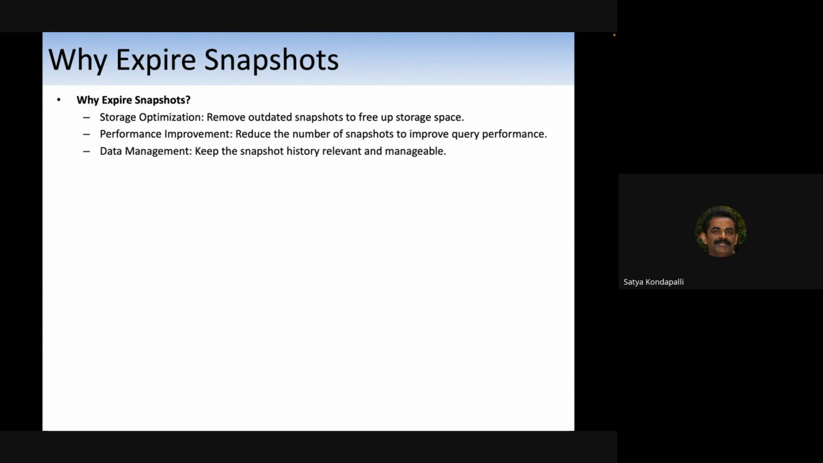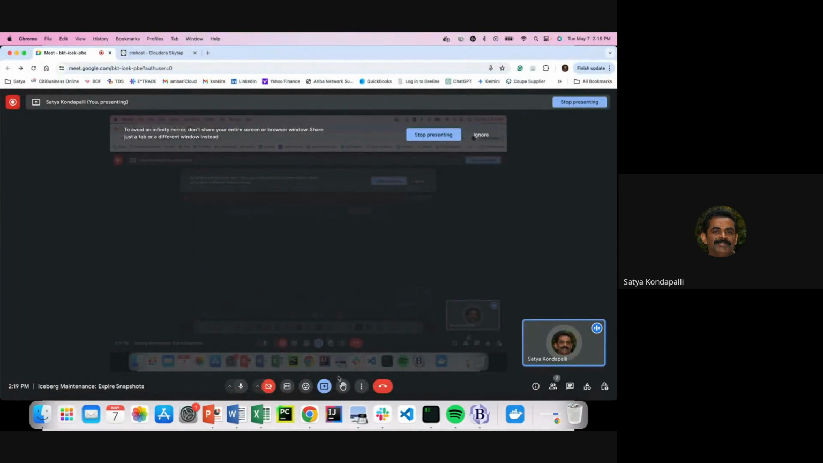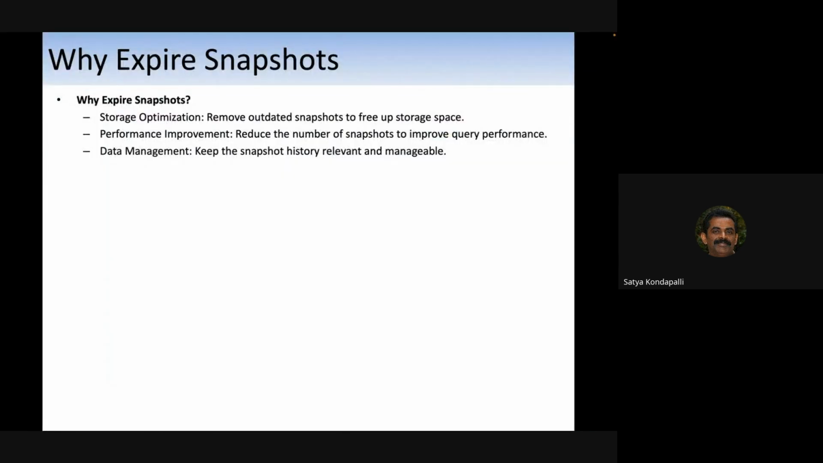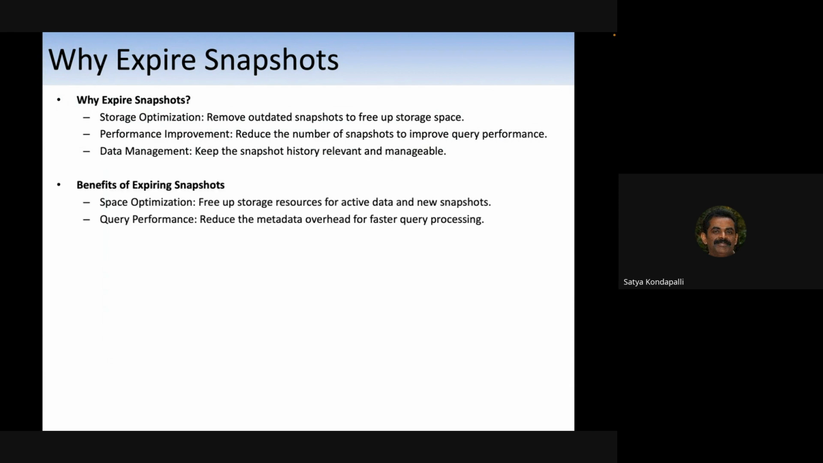Sometimes we really want to expire because if you are doing GDPR and you want to delete a social security number, yes, you can delete it, but with time travel you can still read the social security number. But we want to do hard deletes. So for that, we have to expire snapshots when you are looking for compliance. And then there's performance, storage, and data governance. As I said, we don't want to keep some history because of GDPR hard deletes and all that stuff.